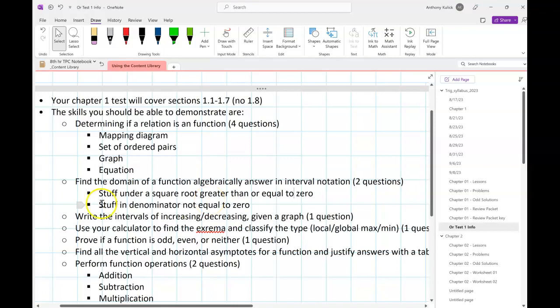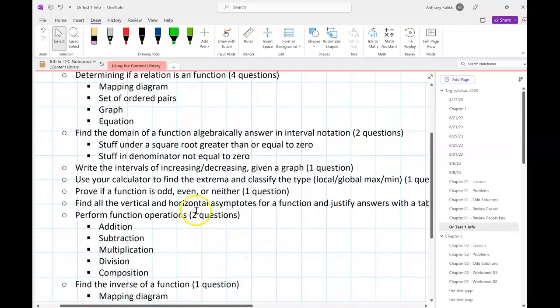You'll have 1 question where I ask you to write the intervals of increasing and decreasing given a graph. 1 question where I ask you to find the extrema with your calculator, so using those max and min commands on your calculator, and then to classify them as local or global max or mins. 1 question where I ask you to prove if something is odd, even, or neither. 1 question where I ask you to find all the vertical and horizontal asymptotes for a function and to justify those answers with tables.